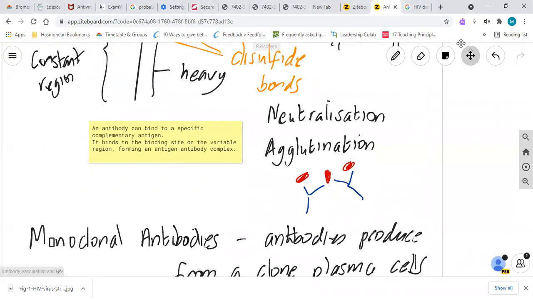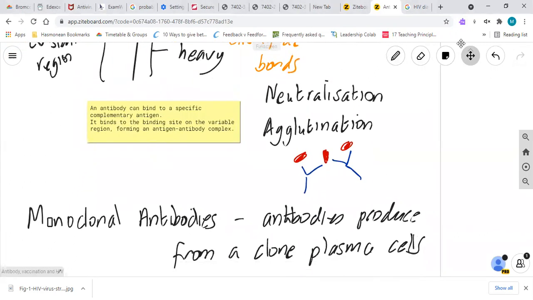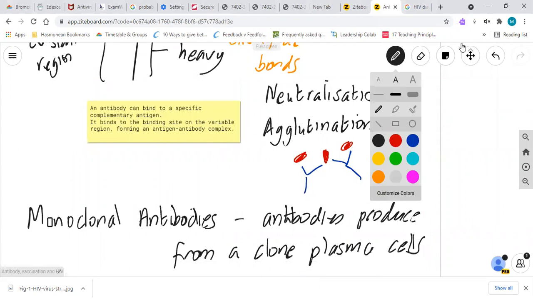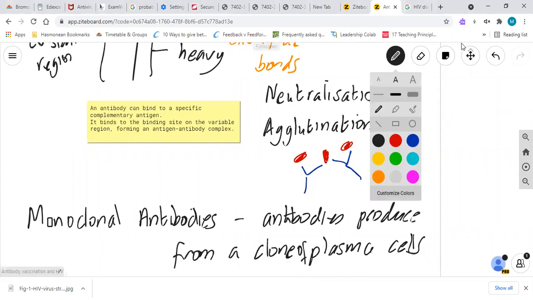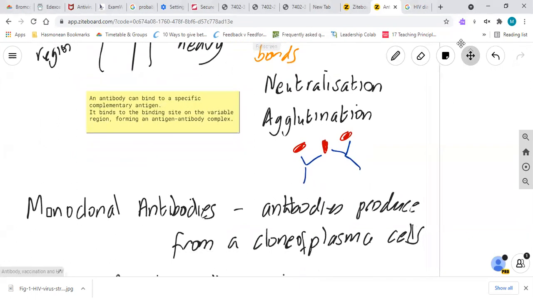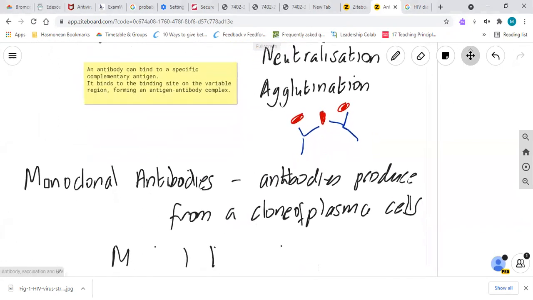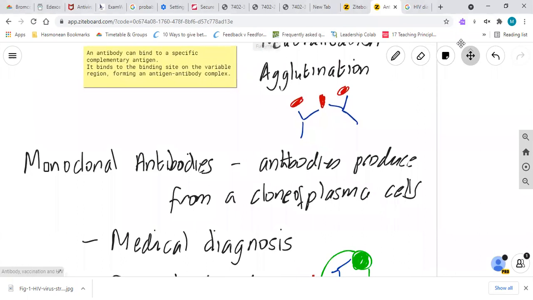Monoclonal antibodies, as the name suggests, are antibodies produced from a clone of plasma cells. So one type of plasma cell producing one type of antibody. And there are 2 main uses. The first use is in medical diagnosis.